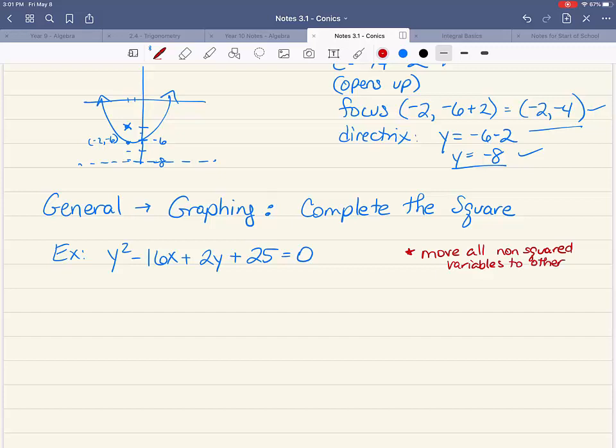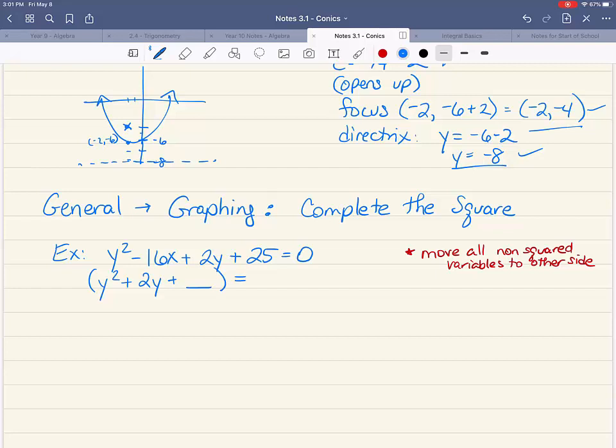Usually, the only thing that moves to the other side is the number. But this time, since x is not squared, x moves also. So in this case, it's going to be y squared plus 2y. I don't have a constant to factor out, so I'm just going to go ahead and put my plus blank. I'm ready to do that.